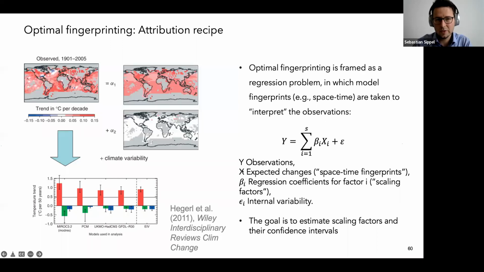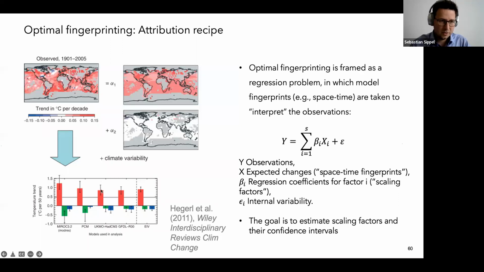The matrix X here would be basically your expected changes, the space-time, a collection of your different fingerprints. And these betas here, which are the same as the alphas, are those regression coefficients for your specific forcing i, so greenhouse gases, natural forcings, etc. They would be called these scaling factors. And this epsilon here is internal variability. And the statistical goal now is to estimate these scaling factors and their confidence intervals.